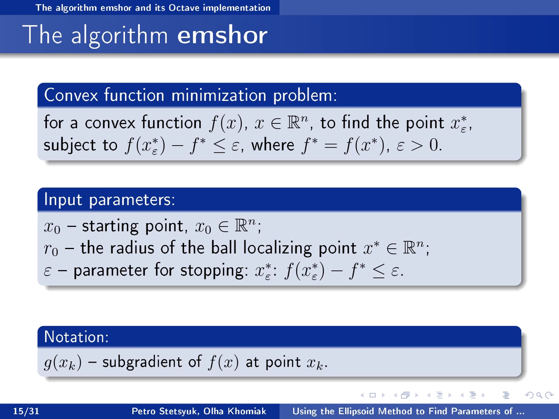This stopping criterion for a convex function, which can be both smooth and non-smooth, is associated with a monotonic decrease in volume. The input parameters of the ellipsoid algorithm are the starting point x0, r0, the radius of a sphere that localizes the minimum point, and epsilon, the parameter with which we stop our algorithm so as to guarantee finding the desired point by the value of the function. Further, we will use the same notation g at xk for a subgradient of a function f at the point xk.